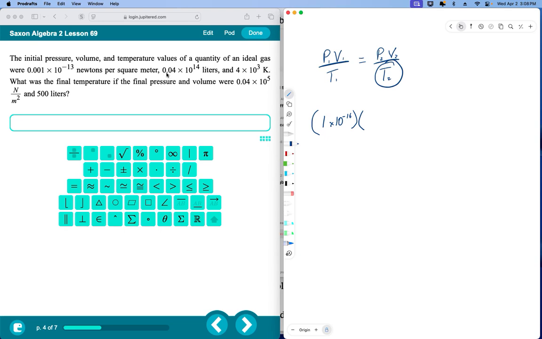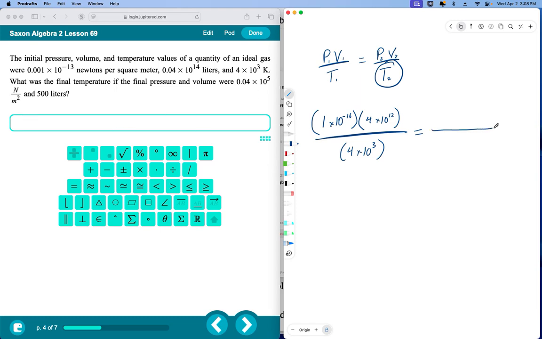And then back 1, 2, so -2. It's going to be 4 times 10, 14 minus 2 is 12. And then we have 4, this is already written right for us, 4 times 10 to the 3rd power. We don't have to change that one. Thank the Lord. What was the final temperature?